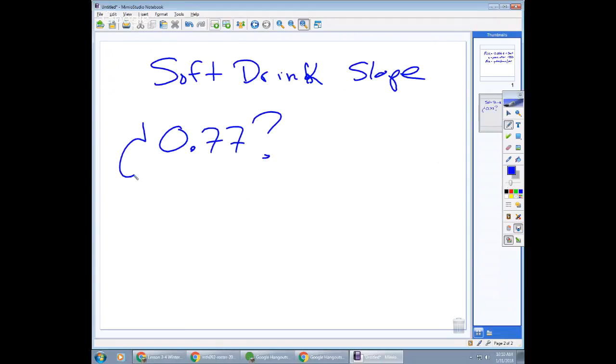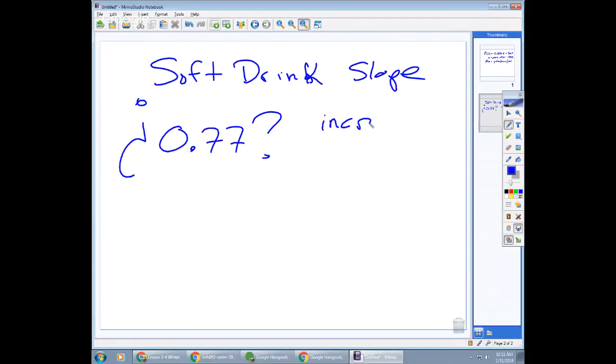0.77 watts. What are we talking about? It's an increase, for sure, per year. An increase per year of what? Of soft drinks? Like how many, like one bottle of soda? Gallons per person per year. Yeah, so that's what this number represents right here.